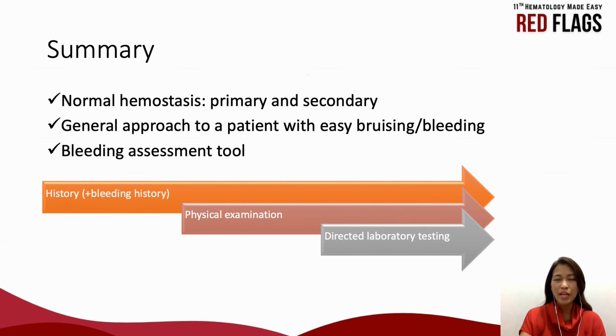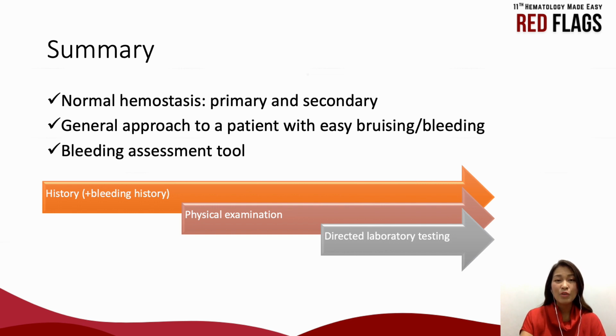So, in summary, we have reviewed the normal hemostatic system, both primary and secondary hemostasis, and the clinical manifestations when there is a defect in each part, the general approach to a patient with bleeding or easy bruising, the common differential diagnosis of patients presenting with easy bruising, and the utility of the bleeding assessment tool in 3 different cases.